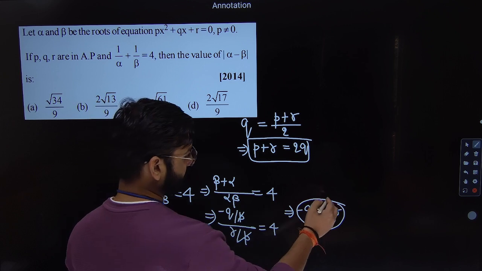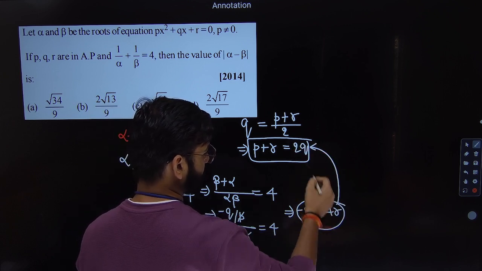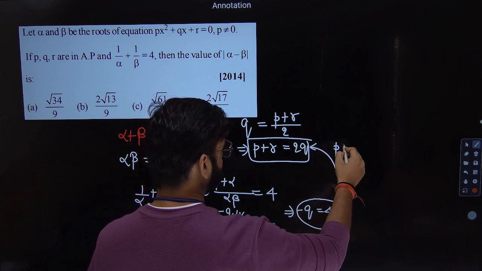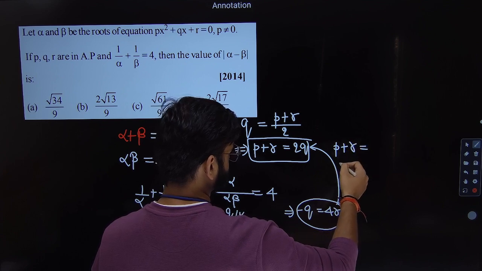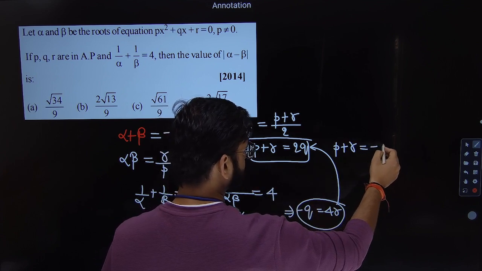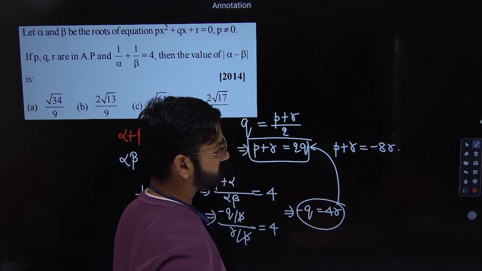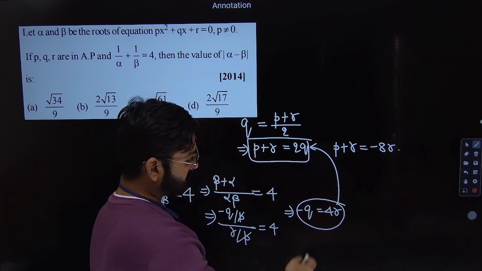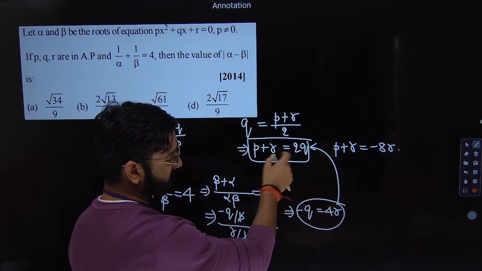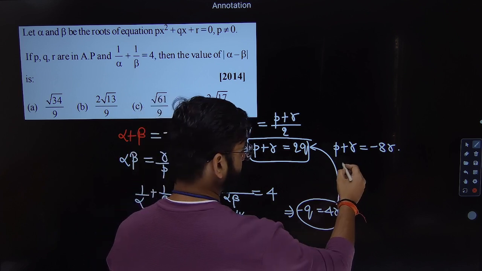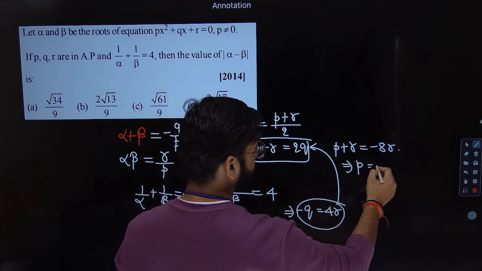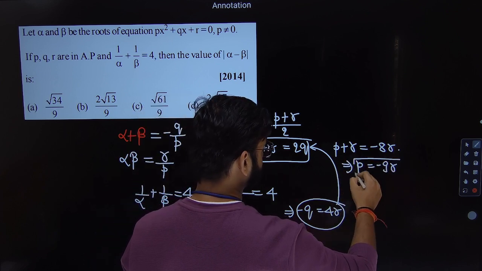Let's substitute here. Minus q equal to 4r. So p plus r equal to how much? Minus 8r. Is it clear? Let's put q equal to minus 4r here, so this becomes minus 8r. So p will be equal to minus 9r.